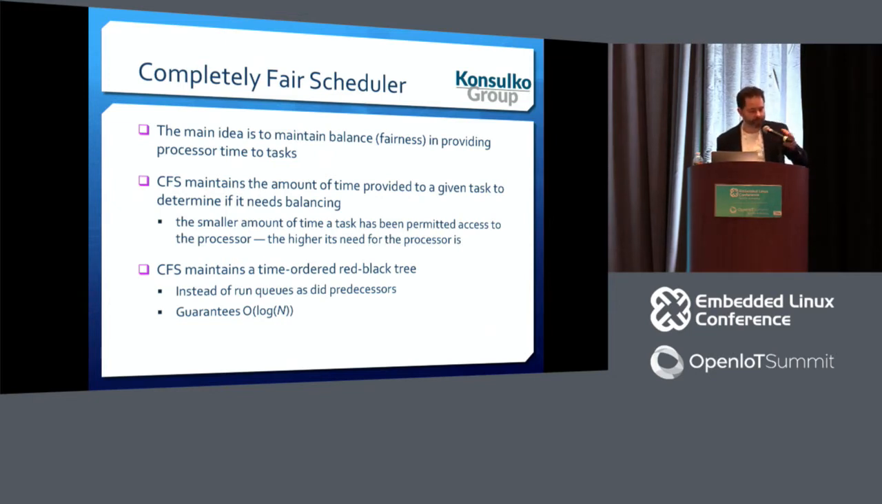We're passing over to the more important part of the introduction, and that is where the need for EAS, the energy-aware scheduler, came from. To be specific about that, we need to consider what's there in the kernel right now. What's prevailing, used by pretty much any appliance that has a Linux kernel inside, is called the completely fair scheduler, whose main idea is to maintain balance, or, in terms of CFS, fairness, in providing processor time to tasks.